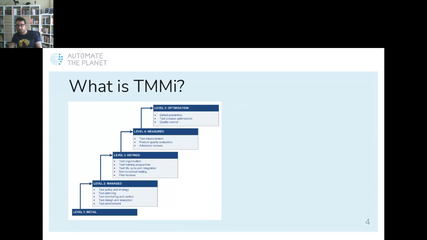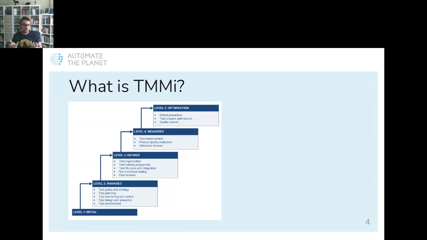So first, what is TMMI? TMMI stands for Test Process Improvement Model. It helps in evaluation and improvement of the testing process. The intent behind it was to develop guidelines in a reference framework for improving the testing process. The goal of the talk is not to talk much about it. Instead, I'm mentioning it because the model defines 5 levels of maturity of the QA organization.